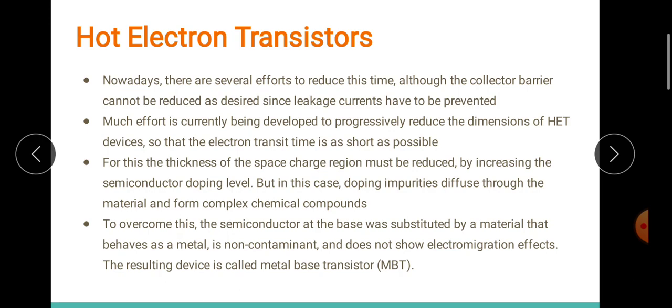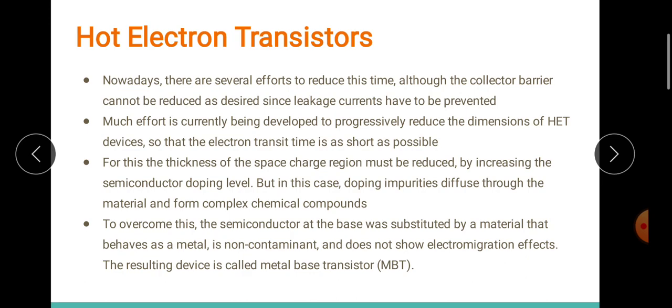We want to reduce the dimension, we want to reduce the transit time. One method is by doping. But we can't always prefer doping. Why? Because of the impurities, they may form chemical compounds. Then what is the solution? That was our next thought.